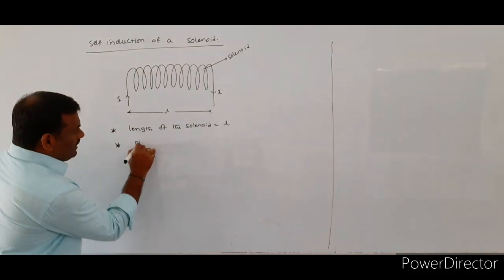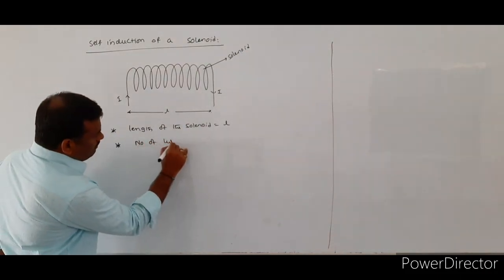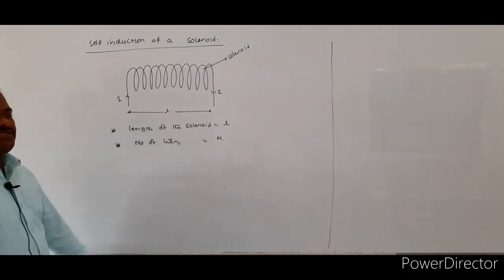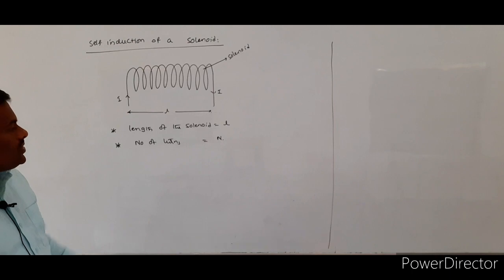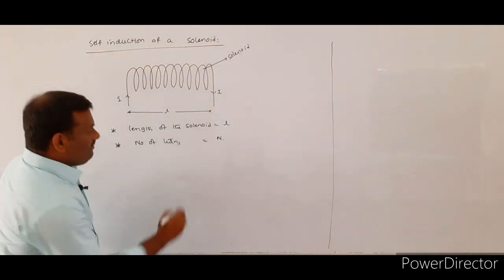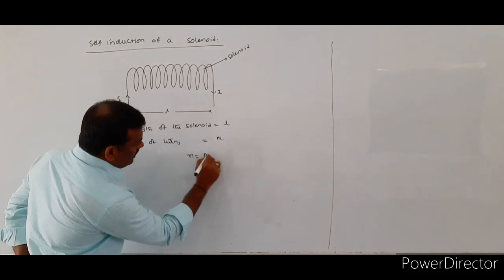Therefore, the number of turns will be taken as capital N. If you know the total number of turns and the length of the solenoid, we define one more quantity, small n.